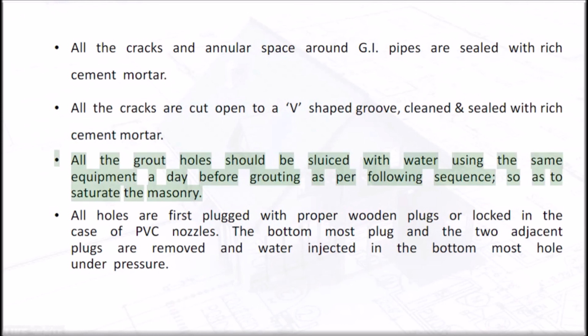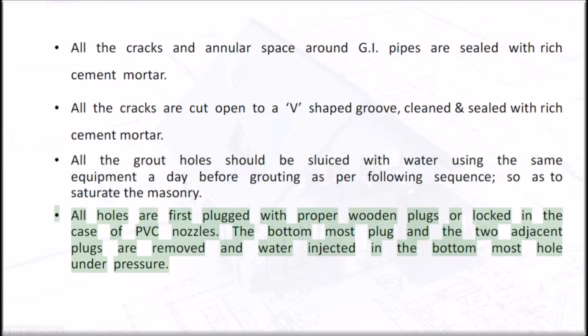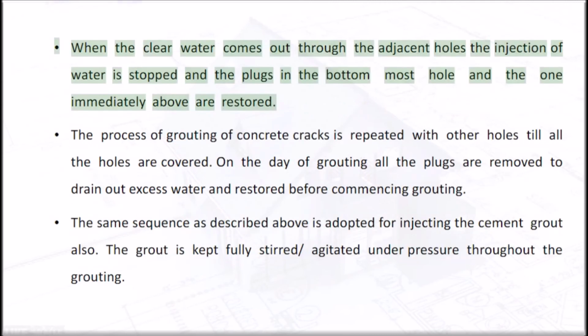All the grout holes should be sluiced with water using the same equipment a day before grouting as per the following sequence, so as to saturate the masonry. All holes are first plugged with proper wooden plugs, or locked in the case of PVC nozzles. The bottommost plug and the two adjacent plugs are removed and water injected in the bottommost hole under pressure. When clear water comes out through the adjacent holes, the injection of water is stopped and the plugs in the bottommost hole and the one immediately above are restored.